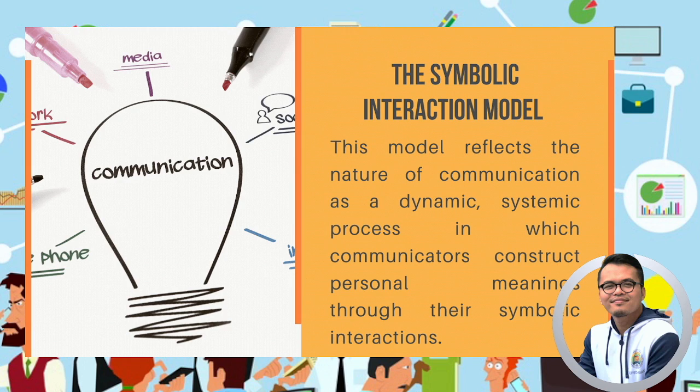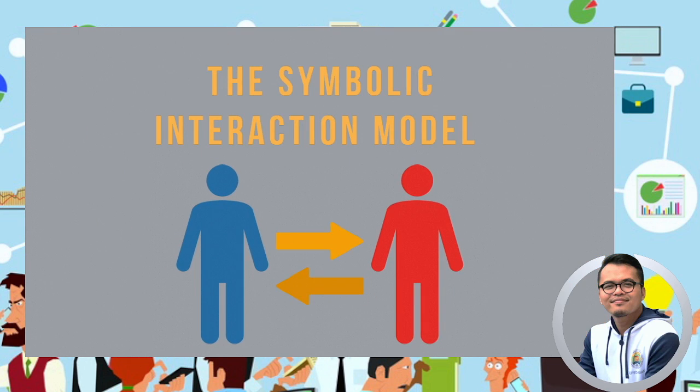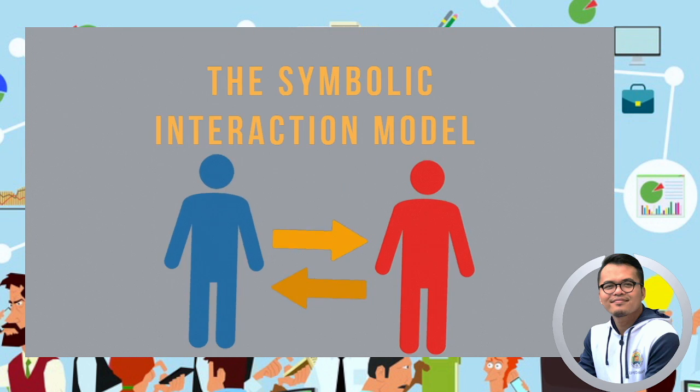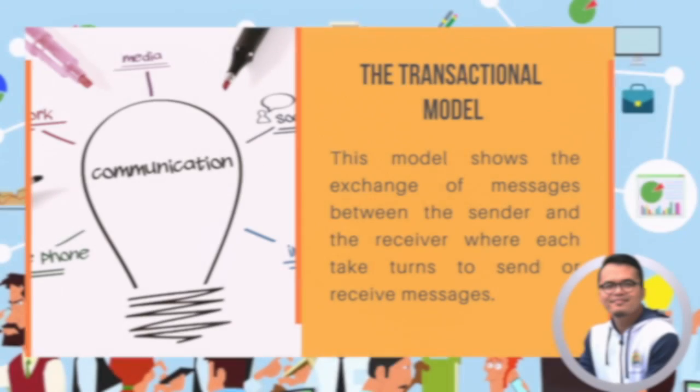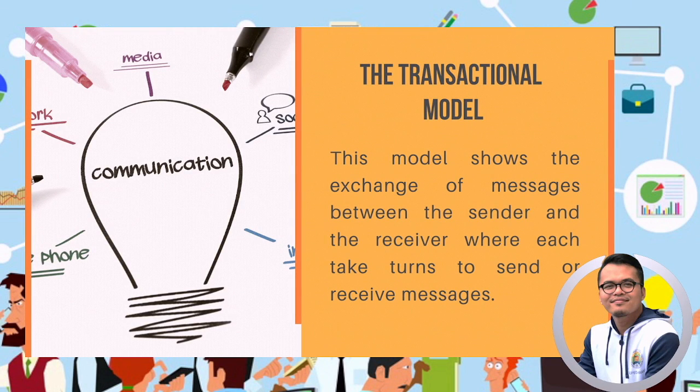The Symbolic Interaction Model. This model reflects the nature of communication as a dynamic, systemic process in which communicators construct personal meanings through their symbolic interactions. A given interaction serves as a starting point for the next and future interactions. Think of how friends or lovers started out as total strangers who interacted at one point and eventually developed into something more meaningful.